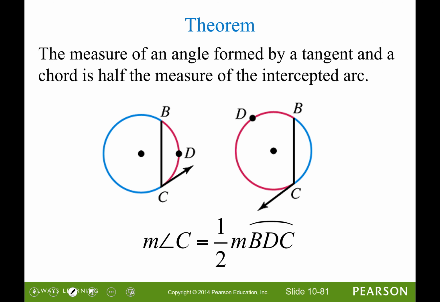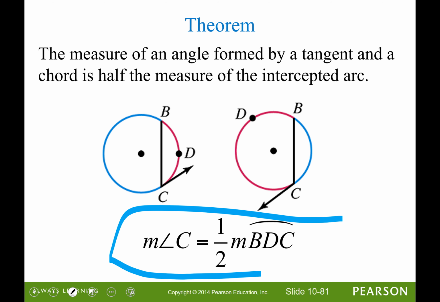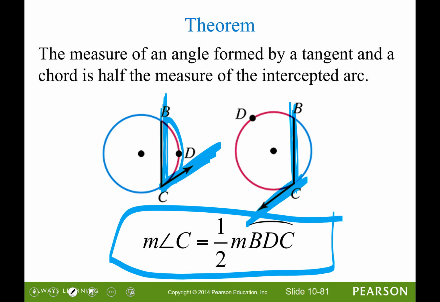Theorem: the measure of an angle formed by a tangent and a chord is half the measure of its intercepted arc. Okay, so that's nice. It's consistent with the last formula where it's half the measure of the intercepted arc. Before it was for an inscribed angle, but this time it's an angle created by a chord and a tangent. Here's the chord, here's the tangent, and that measure would be one half the measure of this intercepted arc.